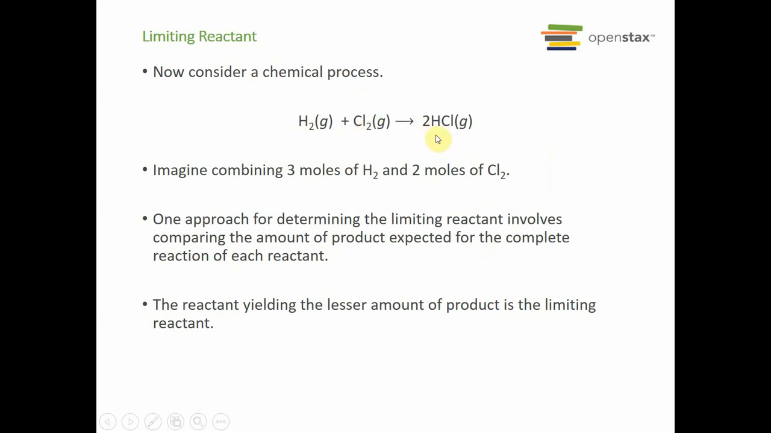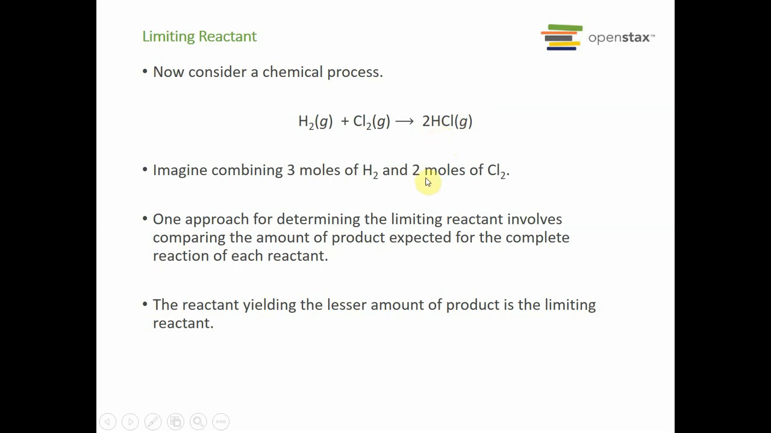Now, consider a chemical process. Hydrogen plus chlorine makes hydrochloric acid. Imagine combining 3 moles of hydrogen and 2 moles of chlorine. One approach for determining the limiting reactant involves comparing the amount of product expected for the complete reaction of each reactant. The reactant yielding the lesser amount of product is the limiting reagent. So 3 moles of hydrogen would produce 6 moles of hydrochloric acid, assuming it had enough of everything else to react, and 2 moles of chlorine would produce 4 moles of hydrochloric acid.